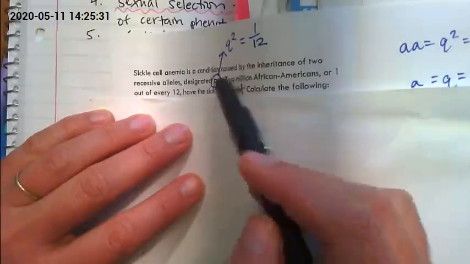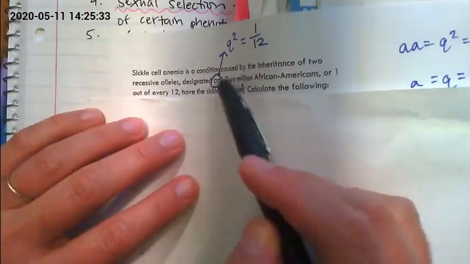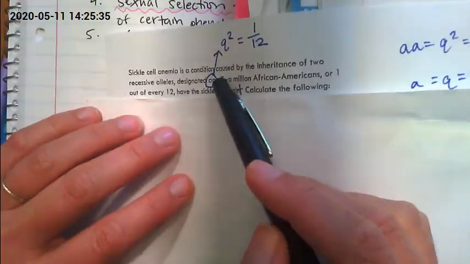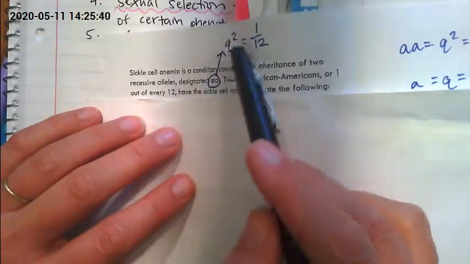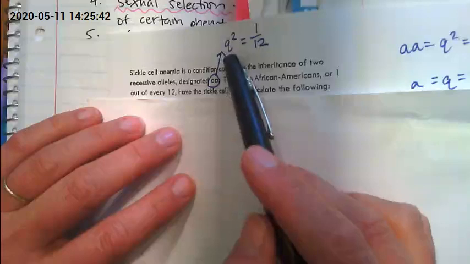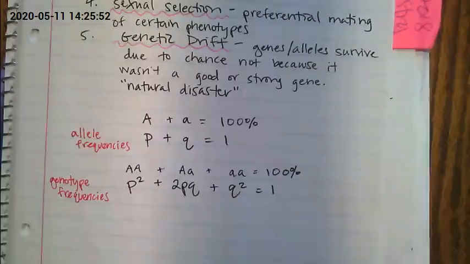For all these Hardy-Weinberg problems, this recessive genotype is always our jumping off point. So our problem's always going to begin with giving us our Q squared. So in this case, our Q squared is equal to 1 out of 12, and we're going to reduce that down into a decimal. So let's do the steps.